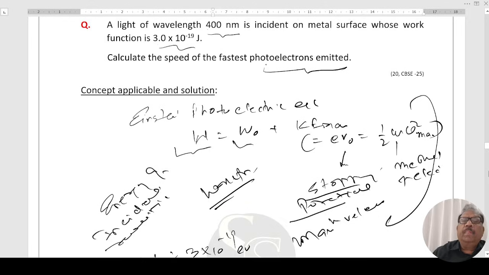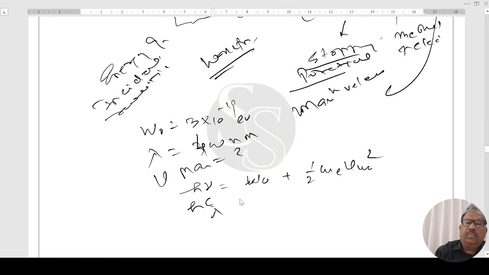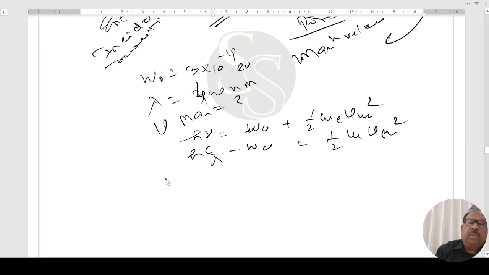To find V maximum. V maximum is to be determined. So h nu equal to W naught plus half m V maximum square, that is, h c by lambda minus W naught equal to half m V maximum square. We have to put the values.